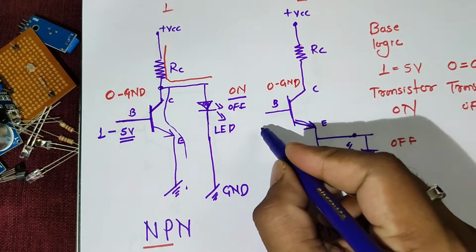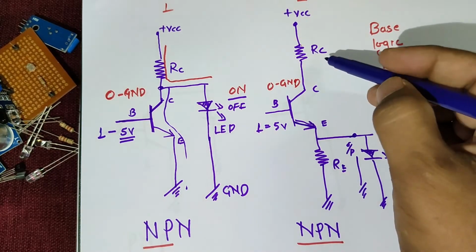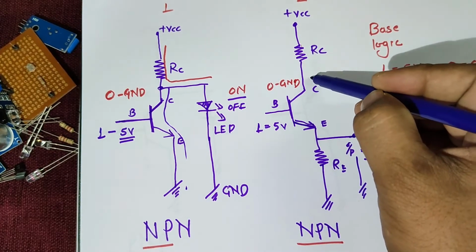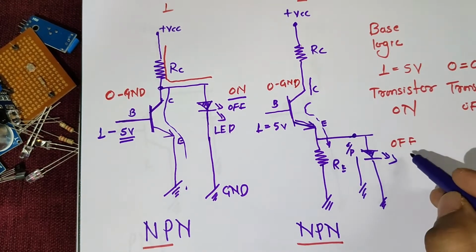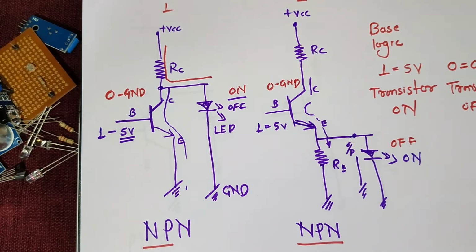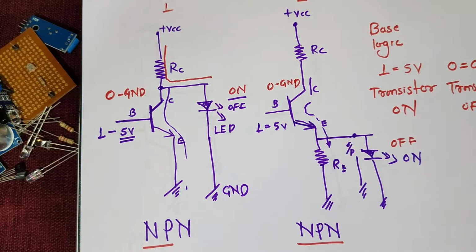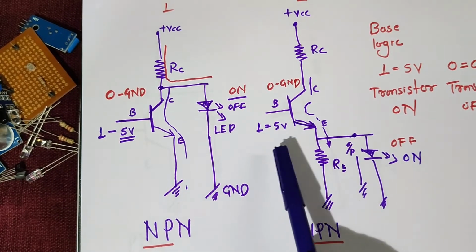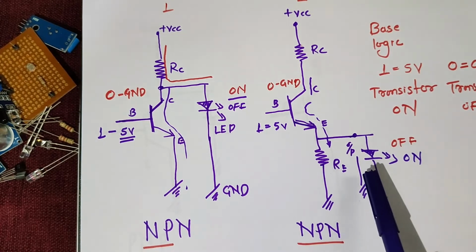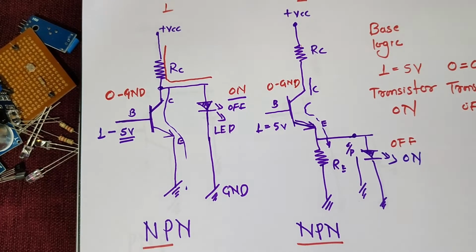Now in the second figure, if I make the base logic 1, that is a voltage of 5, whatever current charge is going to flow from collector to emitter, and from the emitter we have taken the output, hence the LED will remain on. All of you getting this? So it is observed that when the base logic is 1 and we are taking the output from across the collector, the output will remain off, and when the base logic is 1 and we are taking the output from the emitter, the output is on.